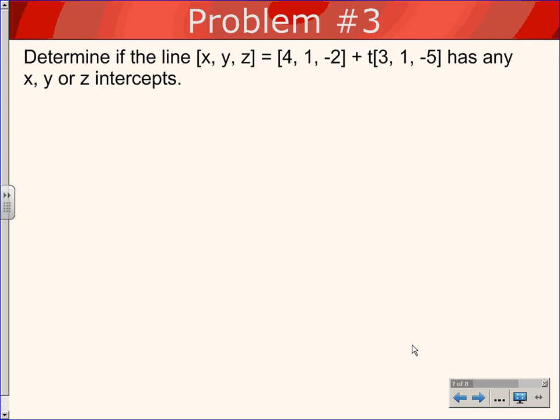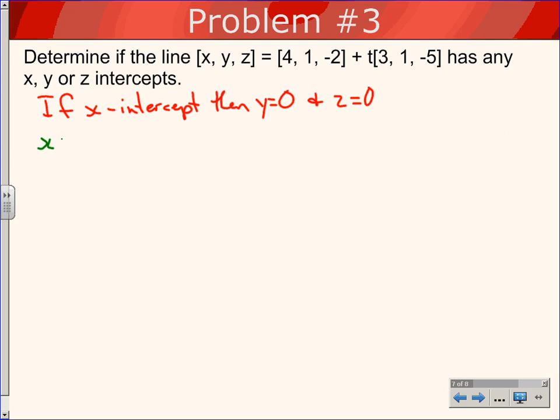So if there was an x-intercept, then y has to be 0 for sure. But now z has to be 0 as well. You need both. And that's the added part now that we're in 3 dimensions. So the only way we can get an x-intercept is if y is 0 and z is 0. So let's check. Can we find a value of t that's going to give a y value of 0 and also give a z value of 0 at the same time?